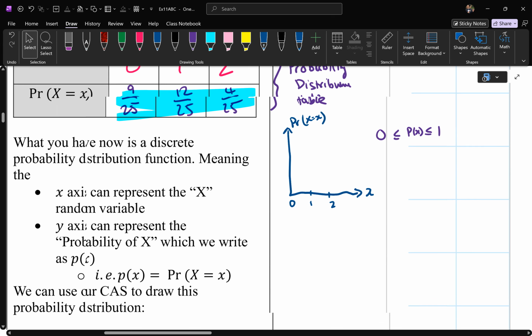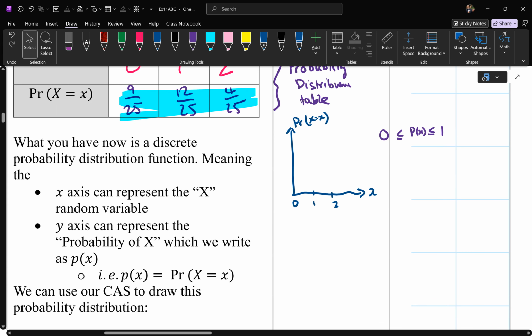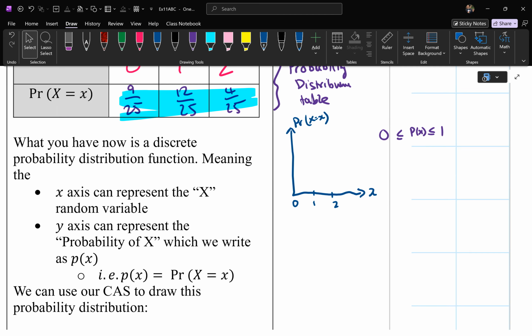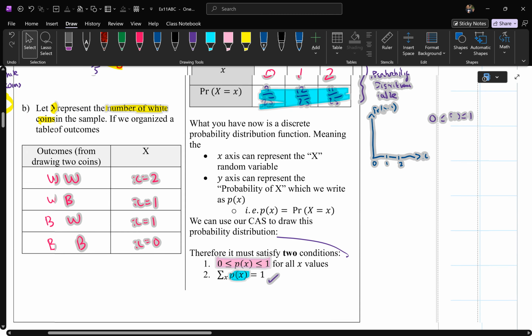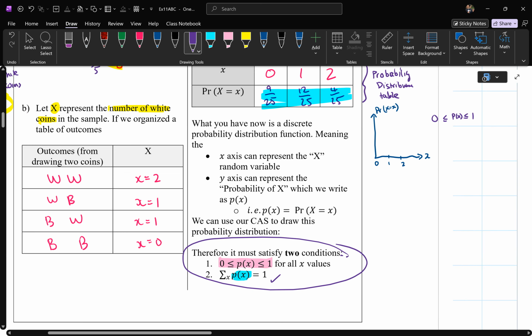Probability can't be negative, and therefore it can only be between 0 and 1 max. You can't have 101%, and you can't have negative 1%. These two conditions look scary, but really that just makes sense. So most of you will be able to read the table and pick up on that.